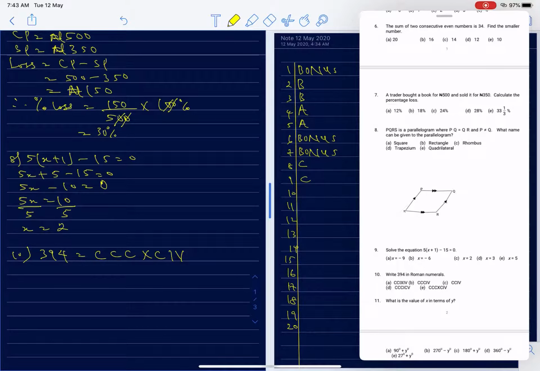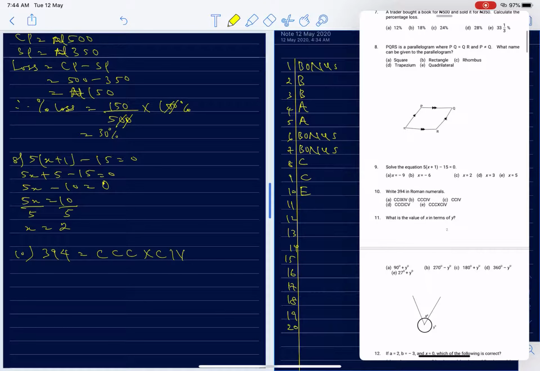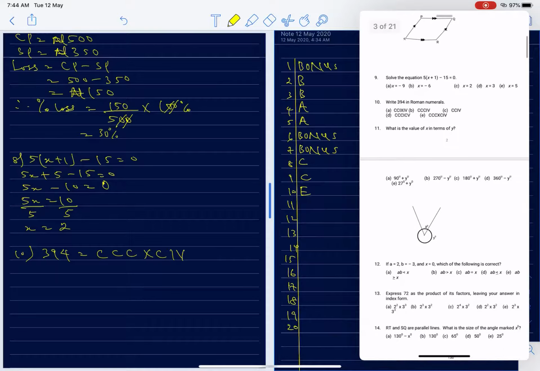394. Okay, that's E. Number 10 is E. Now to number 11. What is the value of X in terms of Y?